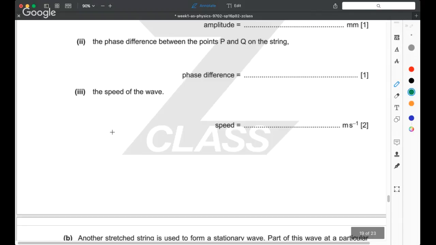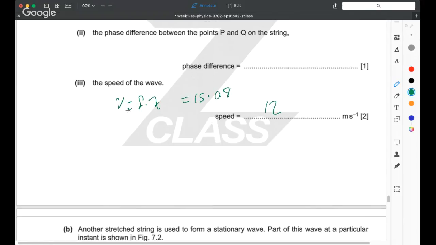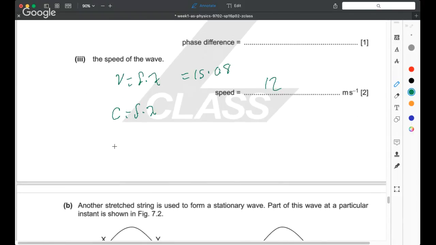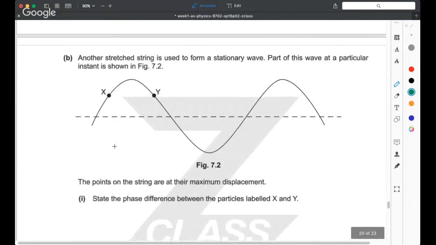And the third one, you're quite close. The speed. The velocity is f lambda, f times lambda. So c is 15 times 0.8, and that's 12 meters per second. There is always a relation between the frequency and the wavelength. If you calculate the speed of light, you can change the frequency and the wavelength, but the speed of light is the same.